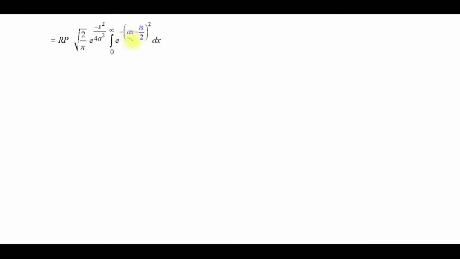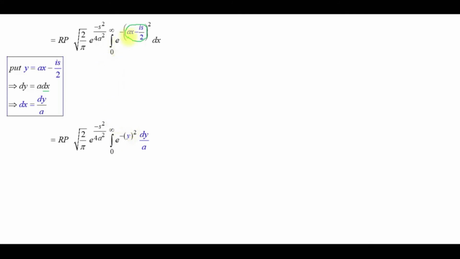Now, take ax minus is by 2 as y. Put y equal to ax minus is by 2. Differentiating on both sides, we get dy equal to a dx. This implies dx equal to dy by a. So substitute y equal to this term and dx equal to dy by a, that is, we have to change the x limit into y. So e power this entire term is y, and dx equal to dy by a. Now 1 by a is constant, we take it outside, which is equal to the real part of 1 by a square root of 2 by pi e power minus s square by 4a square, 0 to infinity, e power minus y square dy.